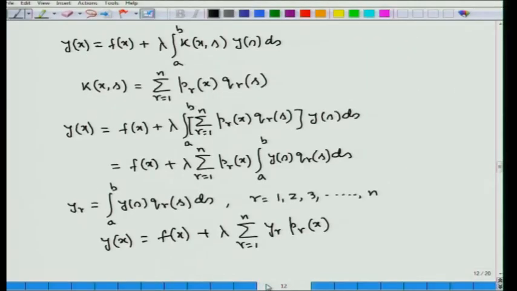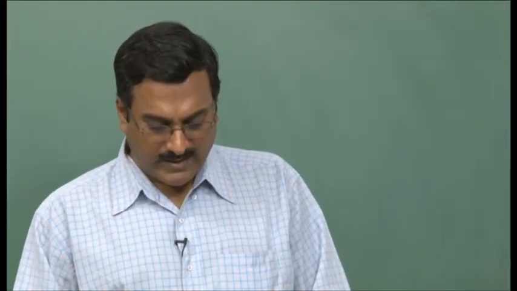And once we are able to find the unique solutions y_1, y_2, y_3 up to y_n, then the expression y(x) = f(x) + lambda times the sum over r from 1 to n of y_r p_r(x) is uniquely determined, and this is nothing but the solution of the given Fredholm integral equation. So, now we consider one example.